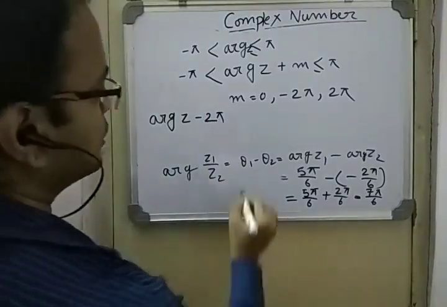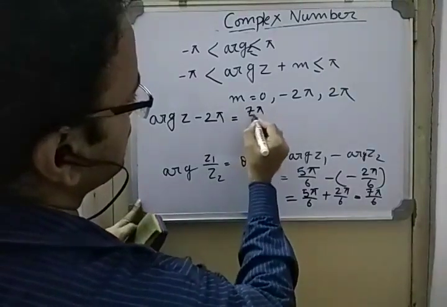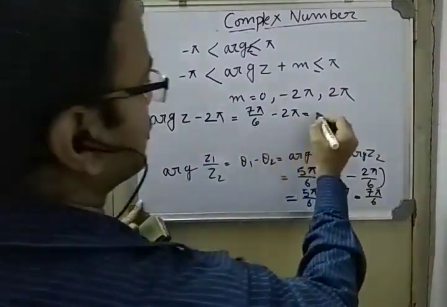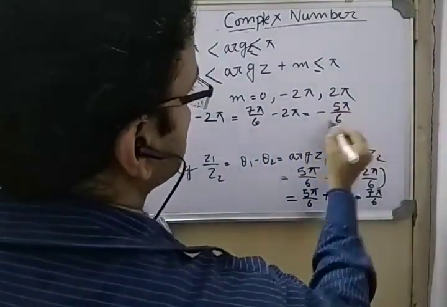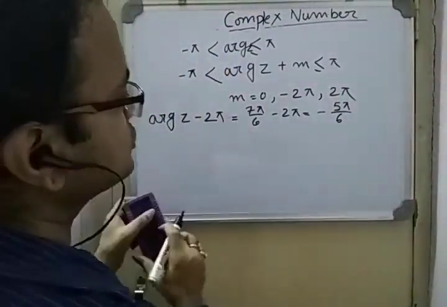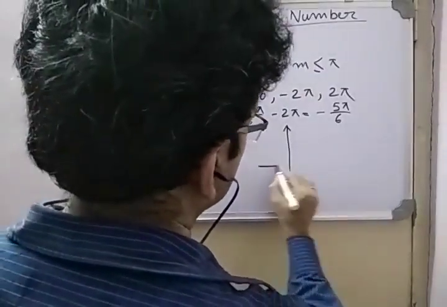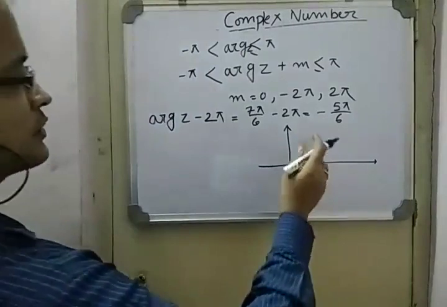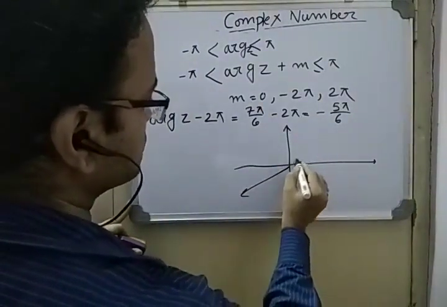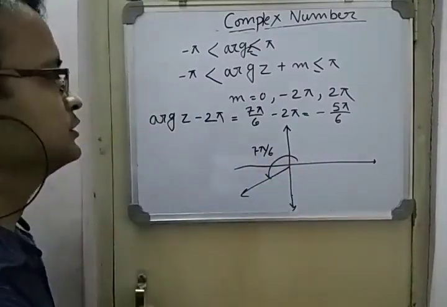So let's reduce it. 7 pi by 6 minus 2 pi. So it is 7 pi by 6 minus 12 pi by 6, which is minus 5 pi by 6. Now you might be a little bit confused, so let me geometrically put it so that it becomes clear. What is 7 pi by 6? It is more than pi. So somewhere here it will be 7 pi by 6. It is in the anti-clockwise direction, okay.